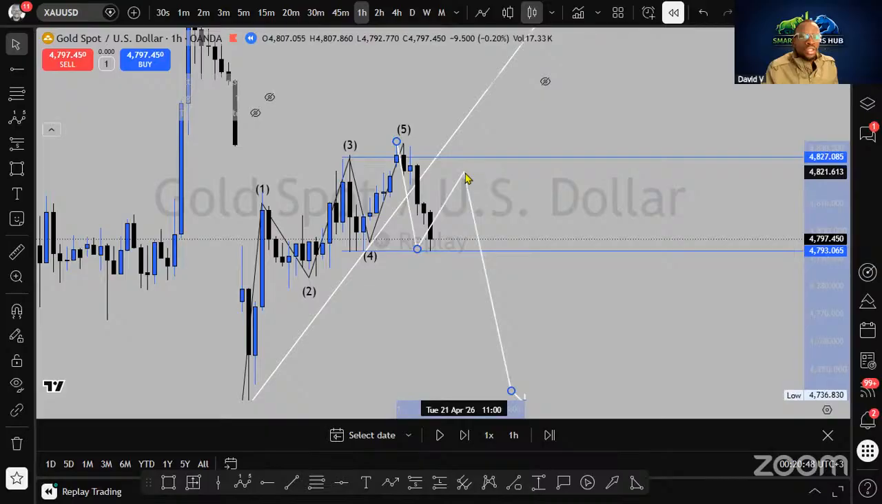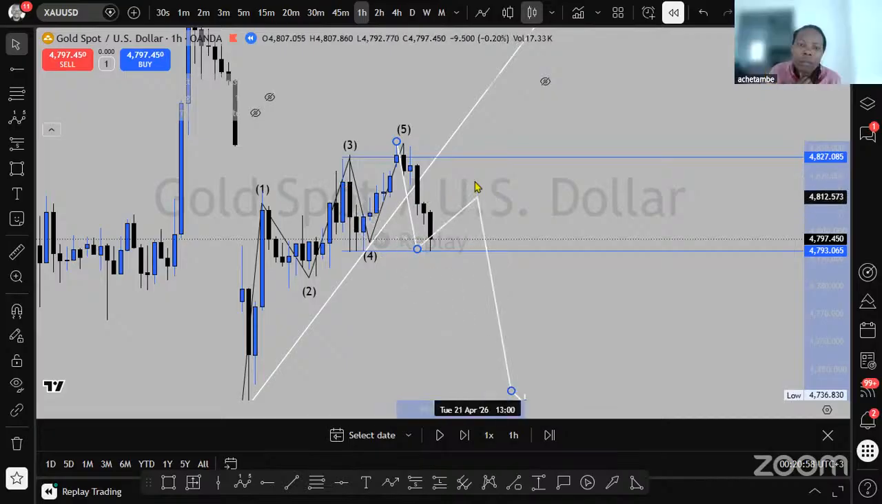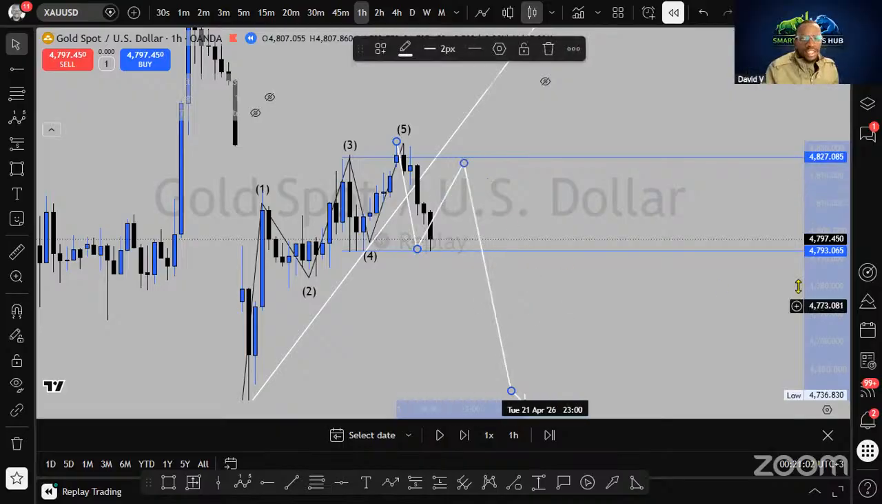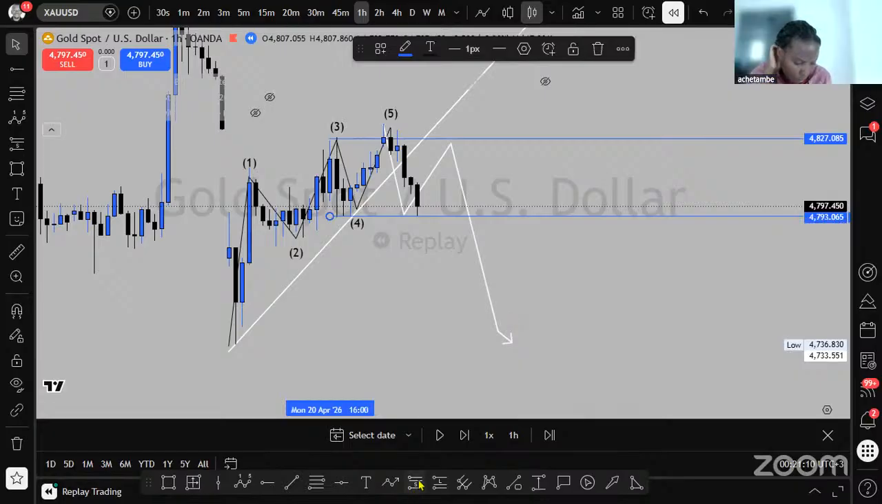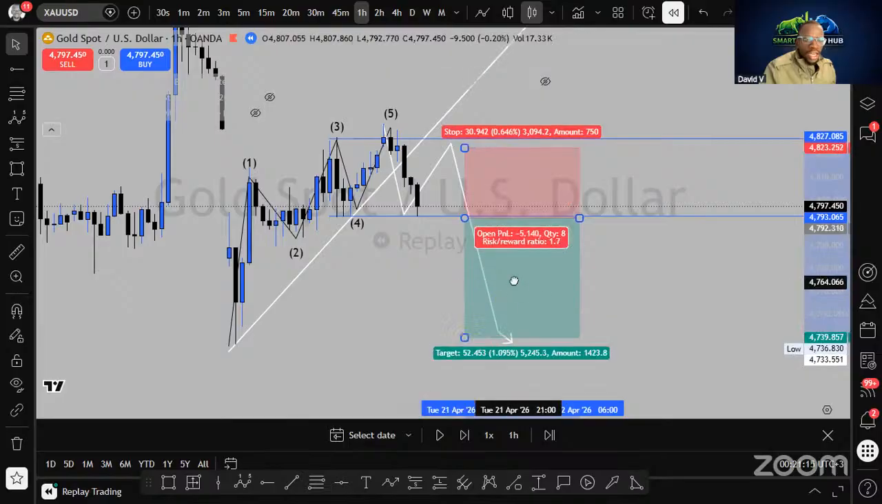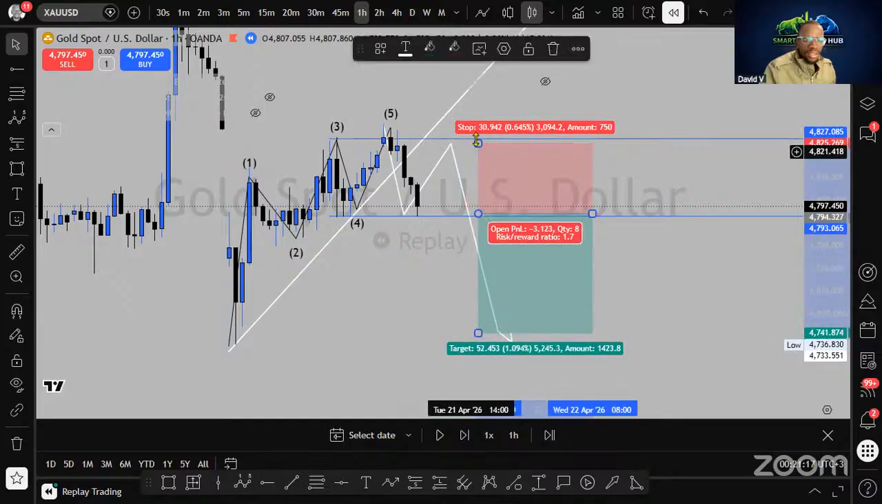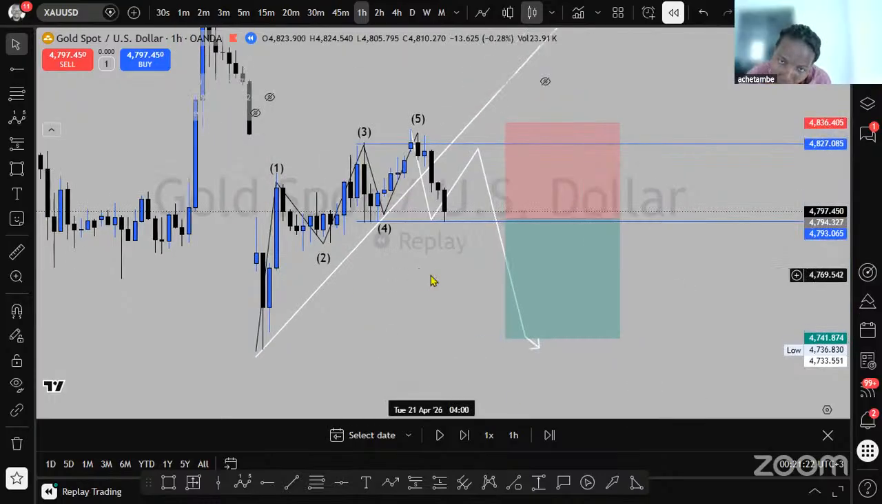So this shoulder, I'm expecting either to come up to here or to come around these areas, before I take this trade down, before I sell down, before I take this short. So right now I'm not taking any shorts until.